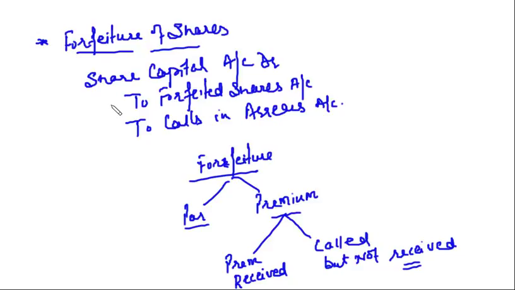And again there is a restriction on the use of this money that is being kept in the forfeited shares account. This money cannot be freely used for any purpose. There are specified purposes for which this forfeited shares account money can be used. This money belongs to the company. Company issued shares. On those shares they received some money. This money belongs to the company only.